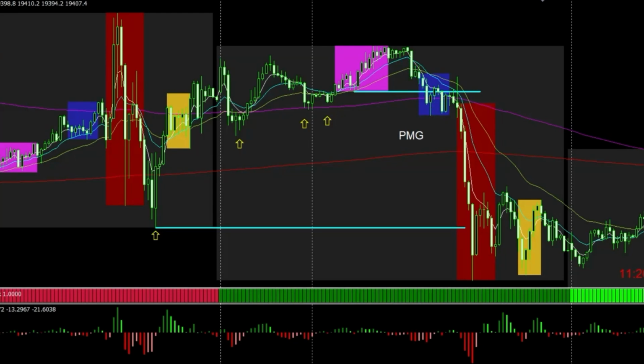If you're using the Rob Smith Strat pattern, you would look for that break of structure. You see this 2 down, 1, and 3 to the downside. That's not an official Strat pattern, so you can wait for a 3, 2 down pattern.